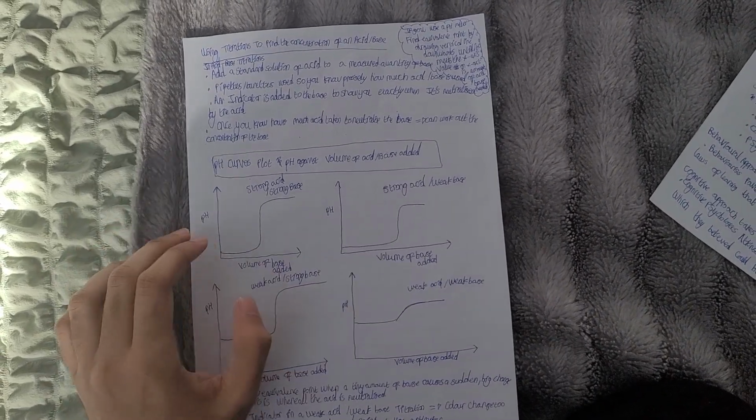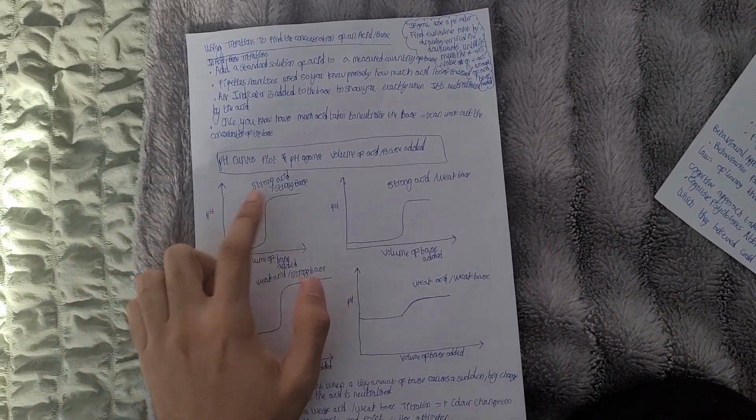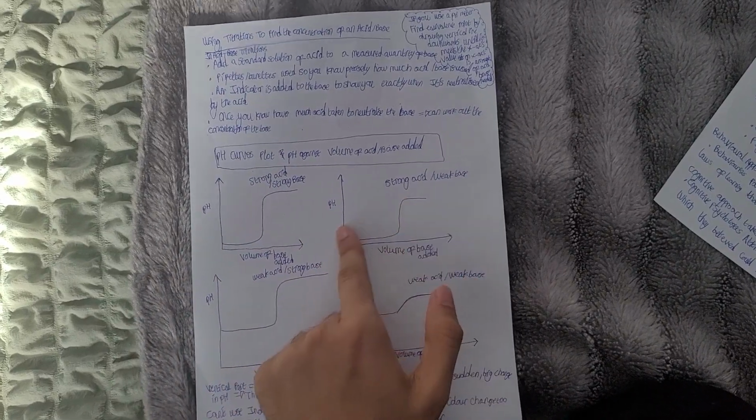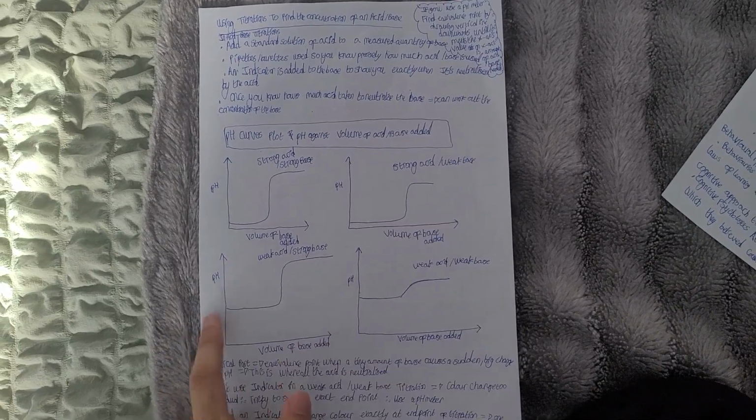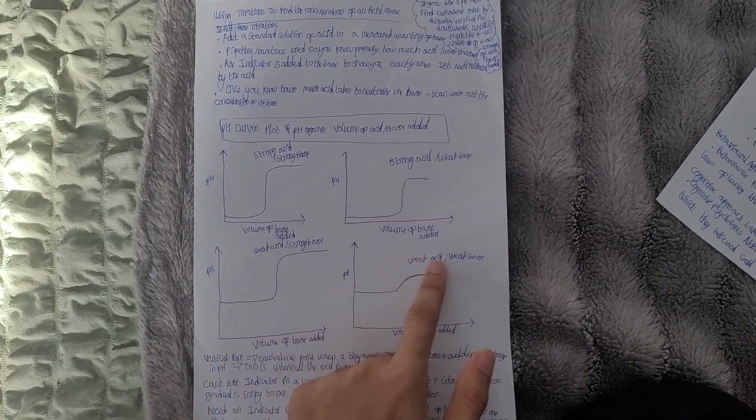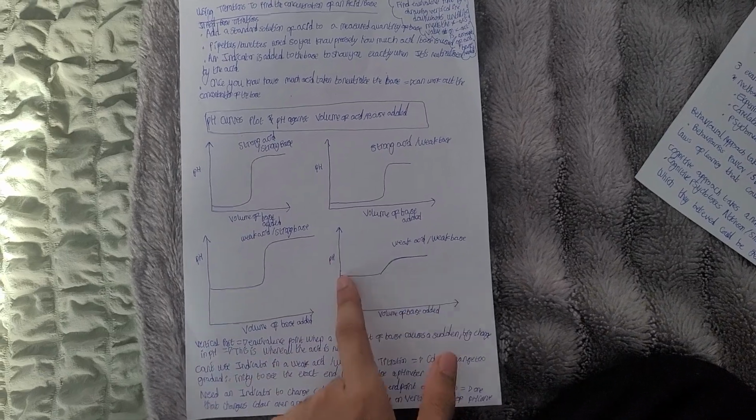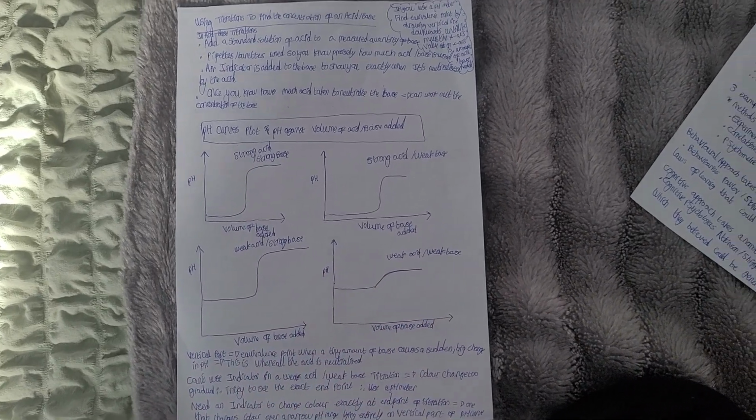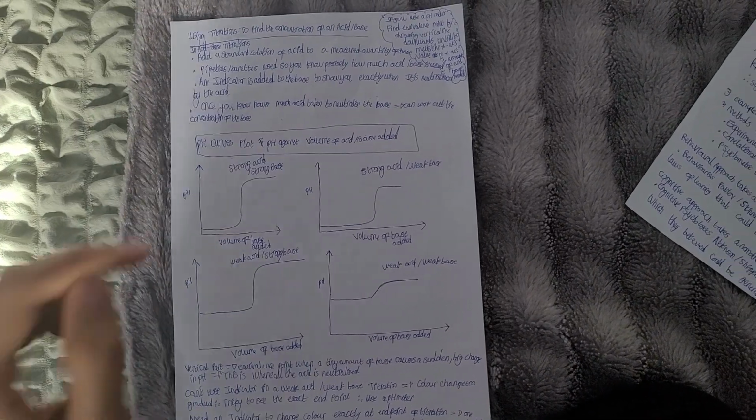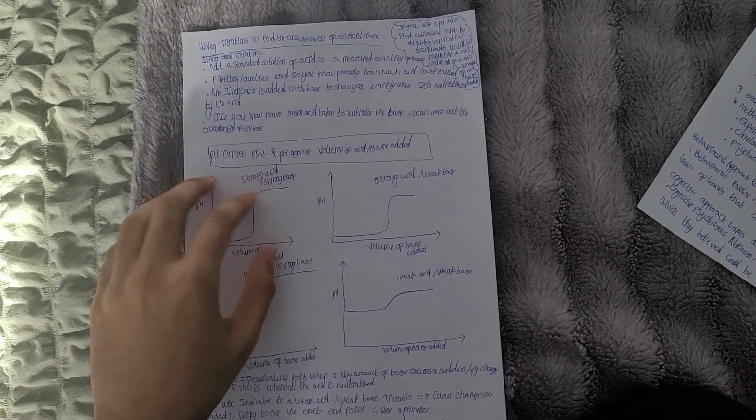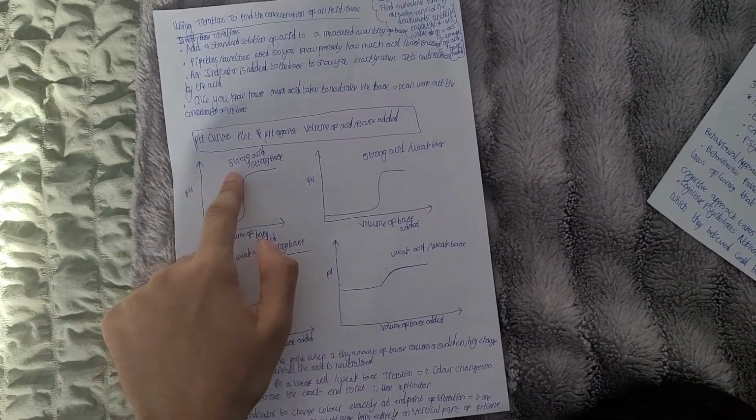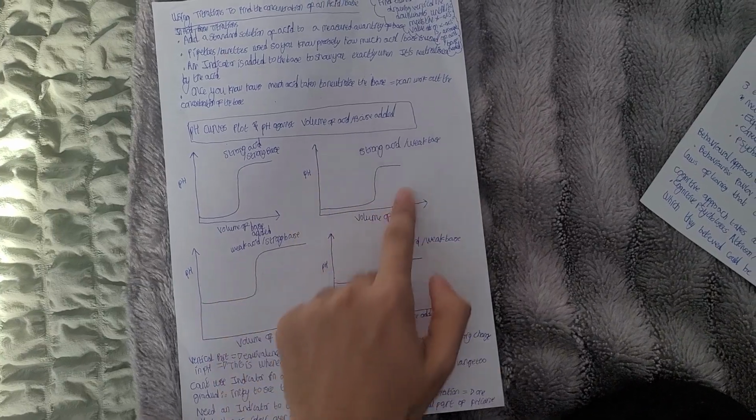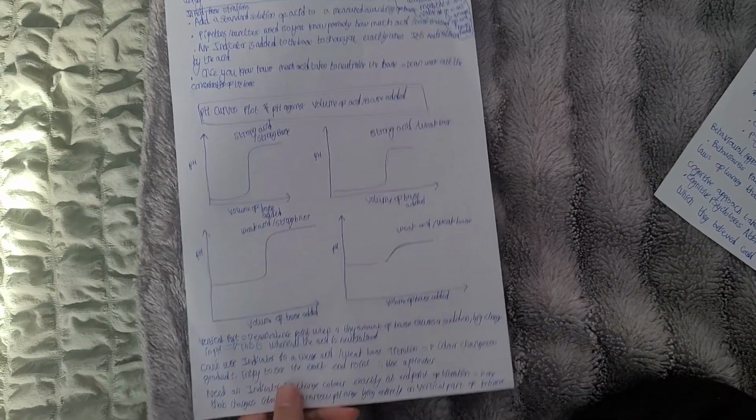pH against volume of base added, strong acid/strong base. pH against volume of base added, strong acid, weak base, so it peaks a bit lower. Weak acid/strong base, pH against volume of base added, like this, and then weak acid/weak base, pH against volume of base added, like that. And then you can have the inverse. You can have pH against volume of acid added, and in that case, you just flip it over. So instead of this, it'd go like this. Instead of this, it'd go like that. Instead of this, it'd go like that. Hopefully you get the point.